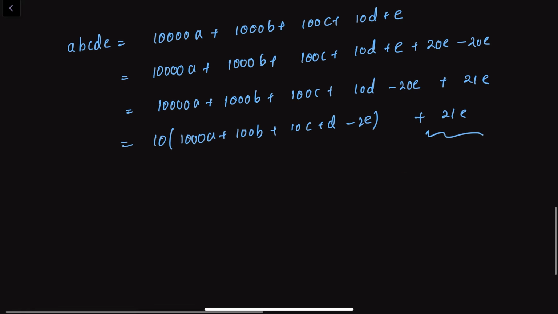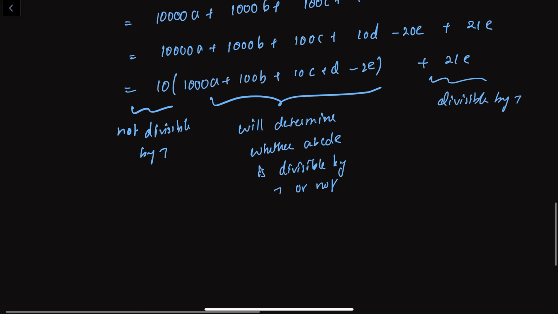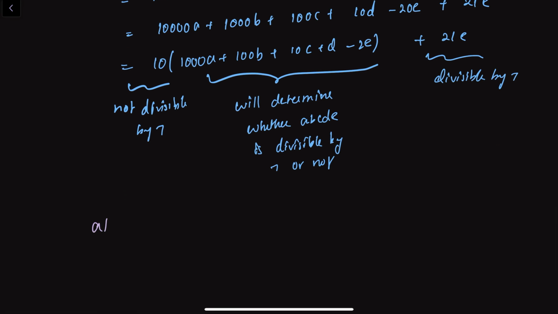Now we see that 21E is divisible by 7 and 10 is not divisible by 7. So that means this part will determine whether our number A, B, C, D, E is divisible by 7 or not. That's how we are framing the divisibility rule of 7. So if you have A, B, C, D, E as our number, then A, B, C, D minus 2E must be divisible by 7. So that's the divisibility rule of 7.